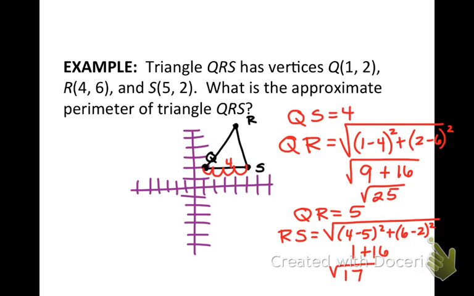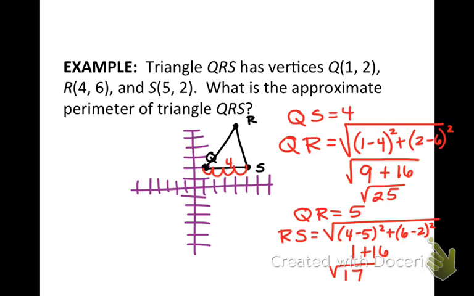Now, in this case, if I'm talking perimeter, I would add 4 plus 5. That's easy. That's 9. But what's 9 plus the square root of 17? It would be 9 plus the square root of 17. If I wanted you to go out and run 9 plus the square root of 17 miles, would you know what I'm talking about? No.